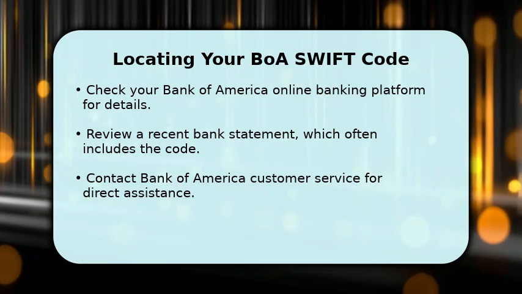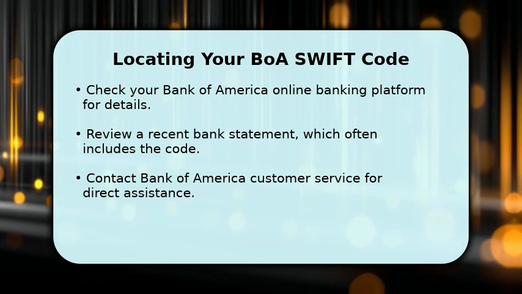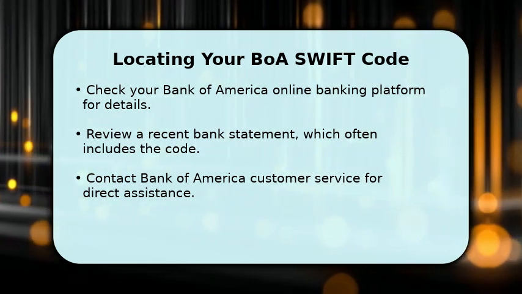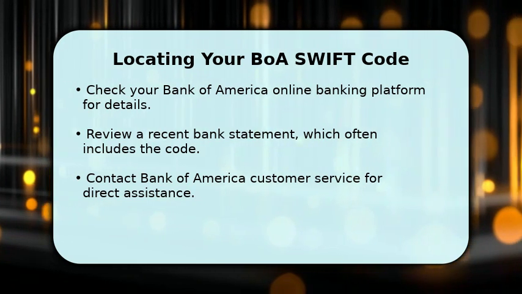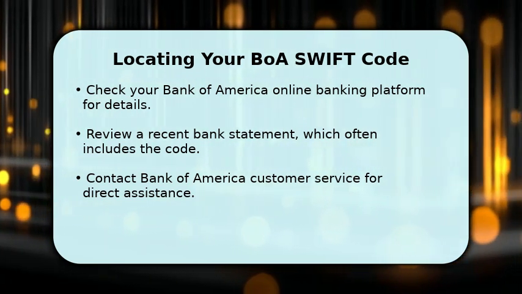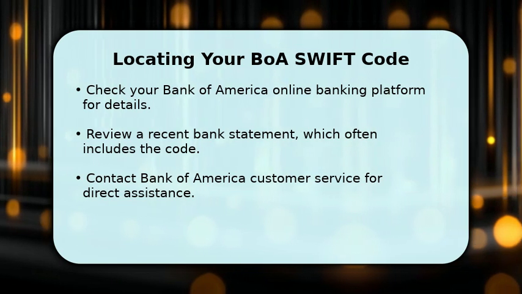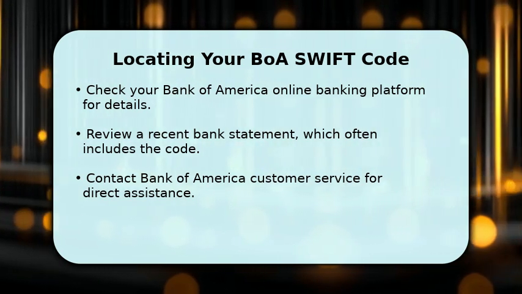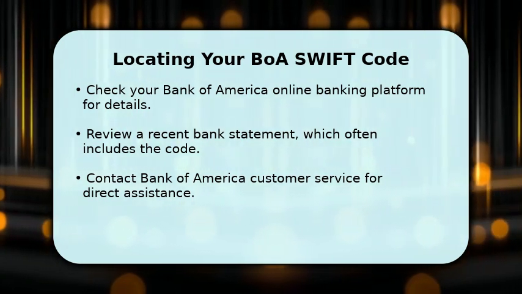Finding your Bank of America SWIFT code is straightforward. You can usually locate it by logging into your online banking account and navigating to the International Wire Transfer section. Another easy way is to check a recent bank statement, as these codes are often printed there. If you are still unsure, simply call Bank of America customer service. They can provide the correct code for your specific needs.